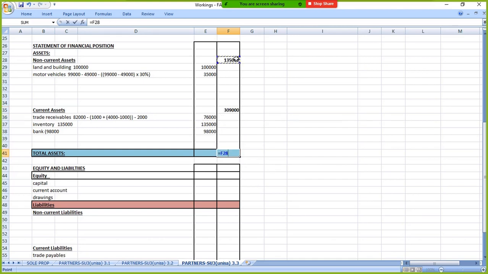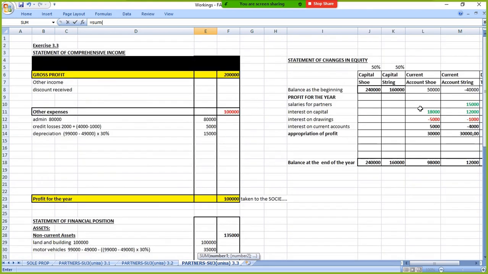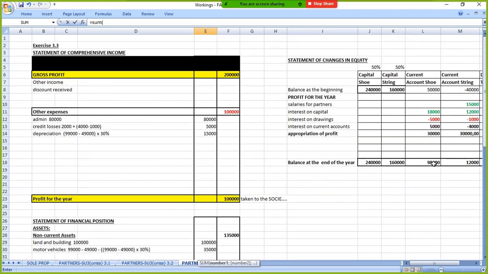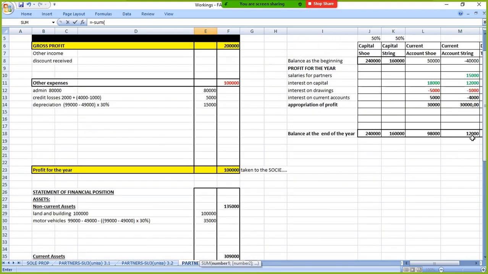Okay, assets and liabilities obviously need to equal the total assets. Assets here, 444. Okay, next. Capital, reference it, sum up my capital. Here's my capital, both partners. Reference the current, both partners. Reference the drawings.